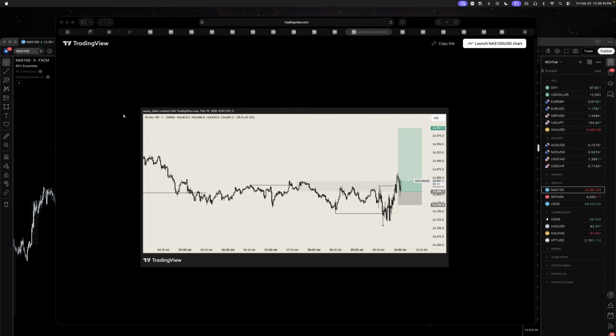Or test it out over the weekend. Internal SD or internal failed move. Let that lead into the break, and now see how many times it comes back to that. Because you see it came back perfectly here.